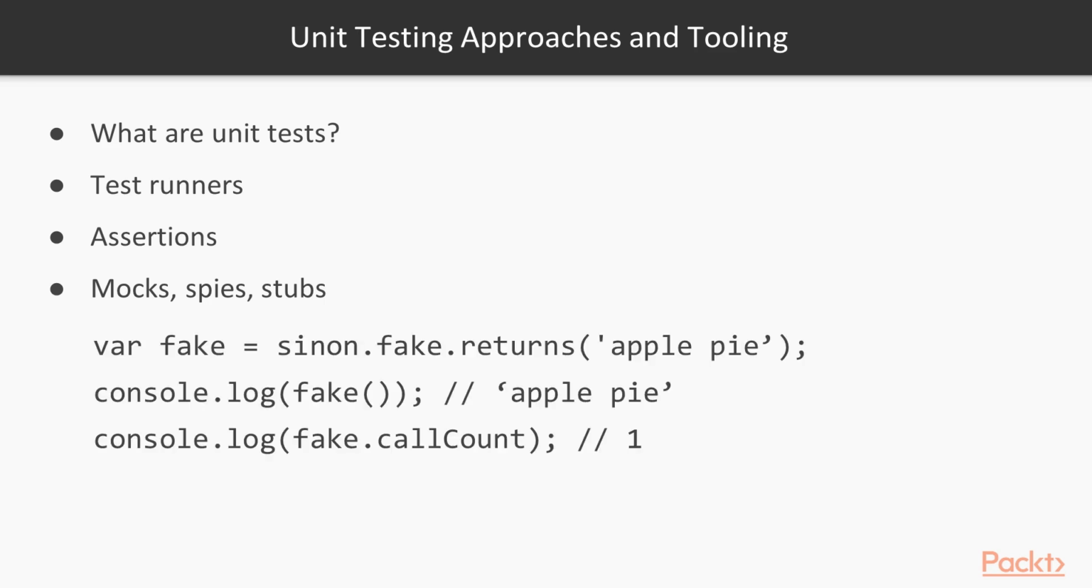Here I'm using Sinon's fake type to create a function with a fixed return of this apple pie string. I can call this function and get the expected string back when I log it, and then I can check how many times this function was called. So if I was to call it more times then this call count property would increase.